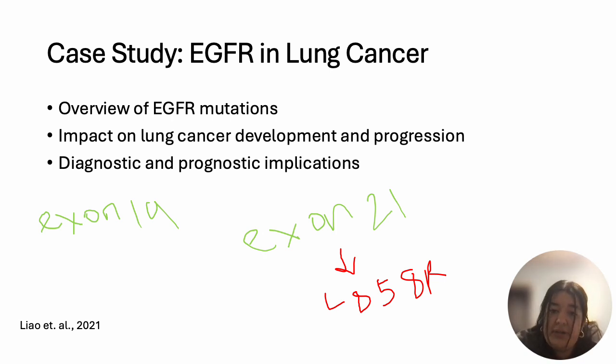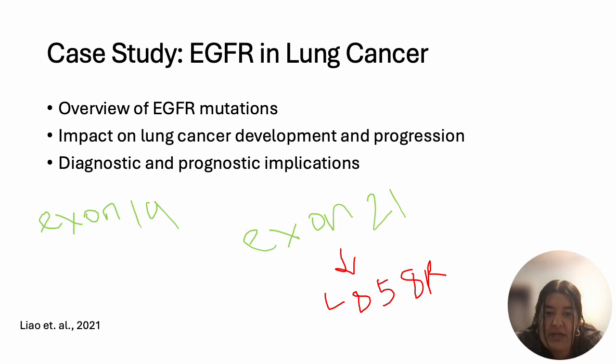Okay, so what's the impact on lung cancer development and progression? Let's go over the impact on lung cancer development and progression. EGFR mutations are associated with a higher incidence of lung cancer, specifically in non-smokers and women. These mutations contribute to tumorigenesis by enhancing signaling pathways that regulate cell growth, differentiation, and survival. As tumors develop, they can acquire additional mutations that lead to resistance against targeted therapies.